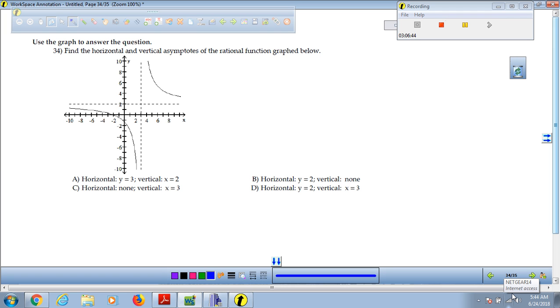So moving on, 34. Use the graph to answer the question. Find the horizontal and vertical asymptotes of the rational function graph. So the horizontal is at y equals 2. It's this one, the horizontal. And the vertical, this one right here, it's x equals 3. So it's just a matter of knowing that horizontal is the y, vertical up and down is the x. So what answer is the right answer for that? Y equals 2, vertical asymptote at x equals 3.